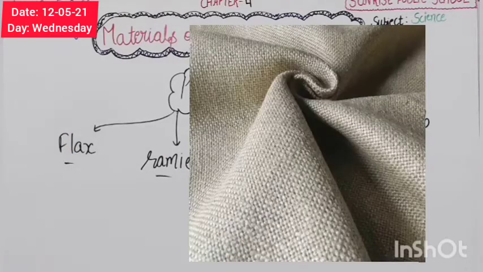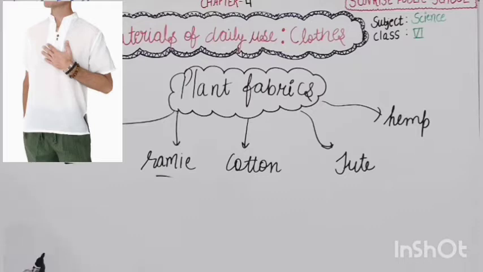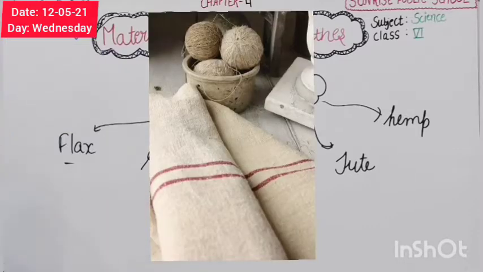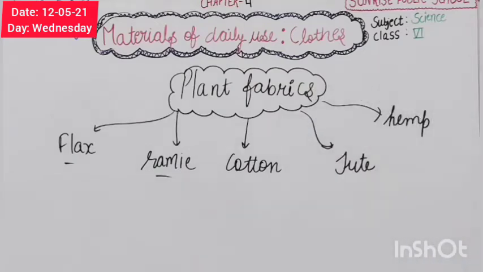First is flax. As you can see the picture of flax on your screen. This is known as flax. And the second one is ramie. This is also a fabric obtained from plants. And the third one is one with which you are all familiar. This is cotton. And the fourth one is jute. This is also very familiar to us. And the fifth one is hemp. This is the picture of hemp, which is obtained from plants. So these are obtained from plants.